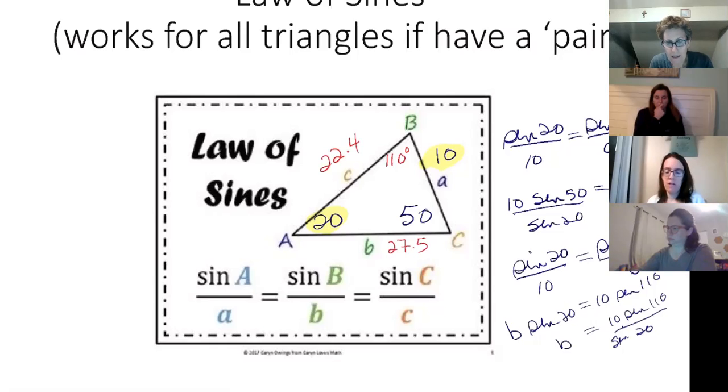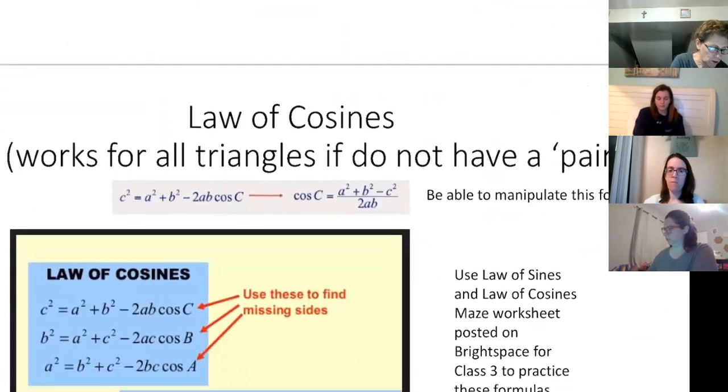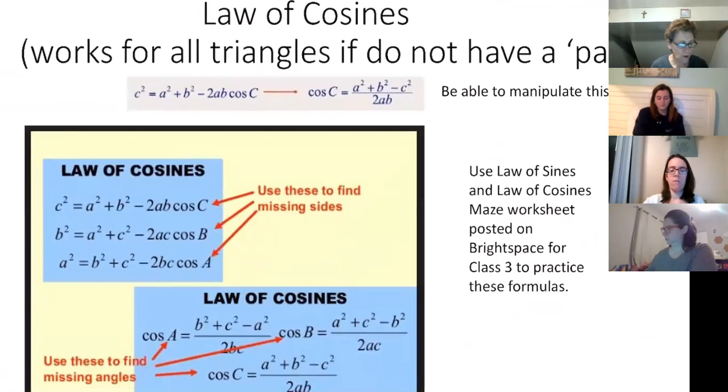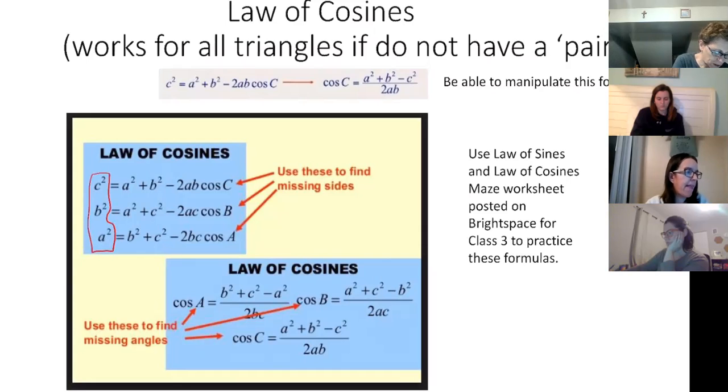So this is one way to solve for triangles, law of sines. So there's one other way, and that's law of cosines. And this works for all triangles if you do not have a pair. So notice that you have rather big equations. You can use law of sines or cosines to solve for angles or sides. Okay, so in this situation, here you'd be solving for missing sides, here you'd be solving for missing angles.